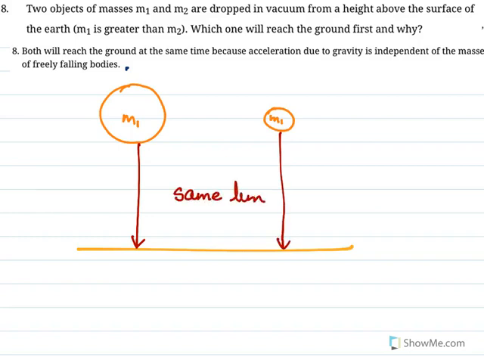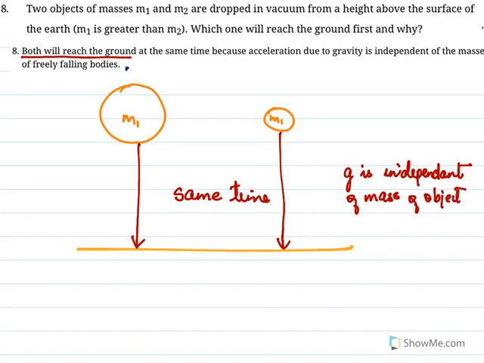They will take the same time to reach the earth, and this is because acceleration due to gravity is independent of the mass of the object. So both will reach the ground at the same time because the acceleration due to gravity, which is small g, is independent of the mass of freely falling bodies.